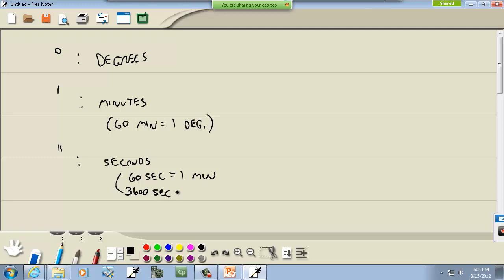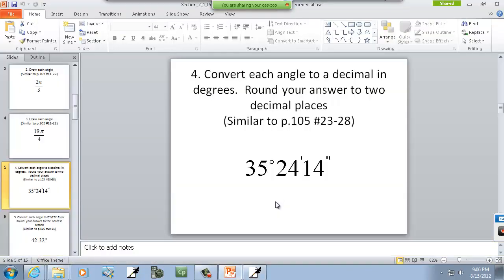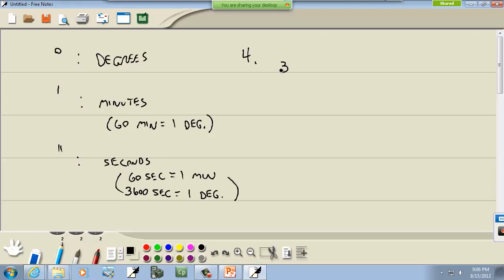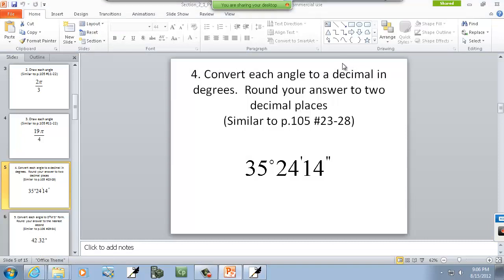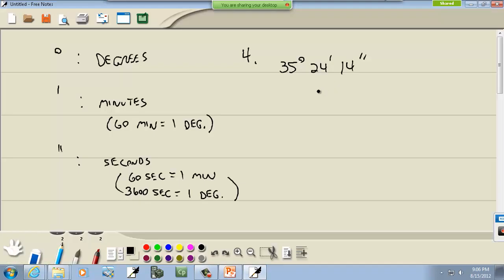3,600 seconds is equal to 1 degree. So this next problem says convert each angle to a decimal in degrees. Round your answer to 2 decimal places. So I got 35 degrees, 24 minutes, and 14 seconds. Well, this right next to each other like that means that's 35 degrees plus 24 minutes plus 14 seconds.